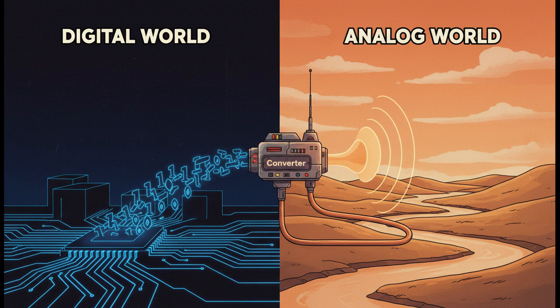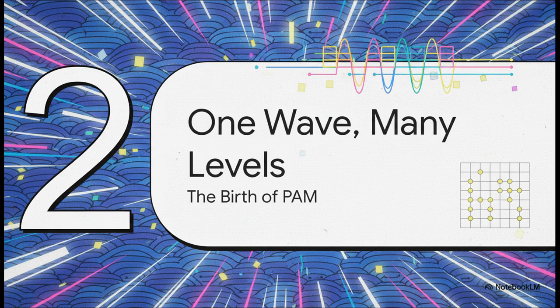See, here's the thing. Computers speak a digital language. It's a language of separate, distinct values, 1 or 0, yes or no, on or off. But the physical world, the world of radio signals and electricity moving through a wire, that world is analog. It's all smooth, continuous, flowing waves. So the huge challenge was, how do we translate the blocky, distinct language of digital into the smooth, flowing language of analog?